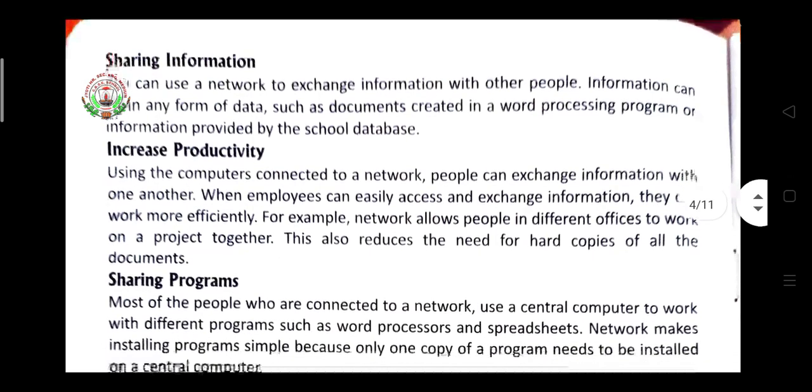So, increased productivity. Using computers connected to a network, people can exchange information with one another. When employees can easily access and exchange information, they can work more efficiently. For example, a network allows people in different offices to work on a project together. This also reduces the need for hard copies of documents. Increased productivity means if you are working from home or somewhere in the office, and you want to discuss your views with your team members, you can create a meeting with the help of this connectivity.